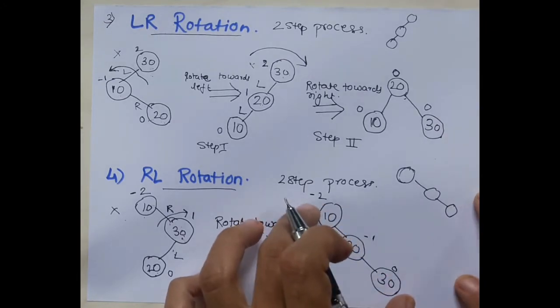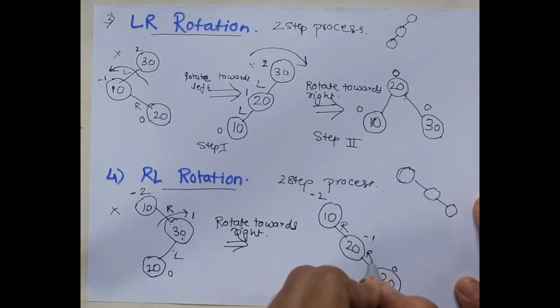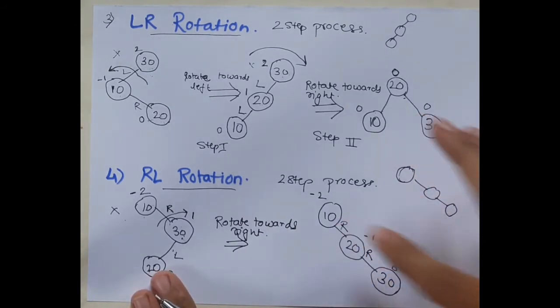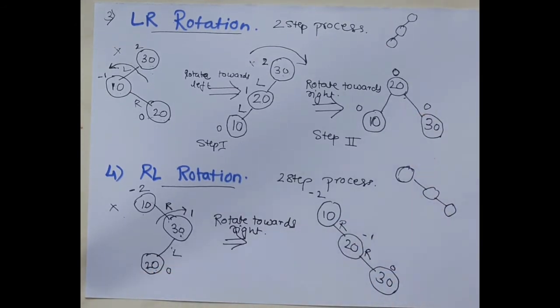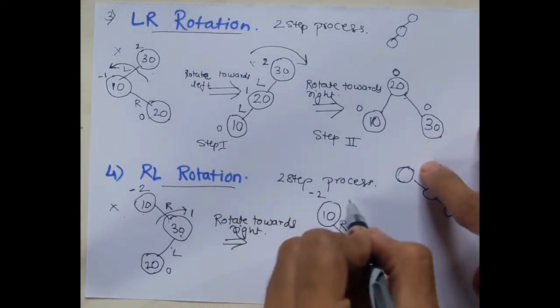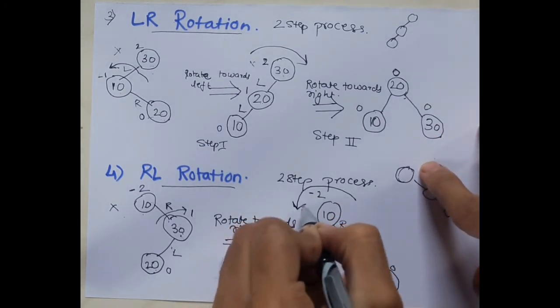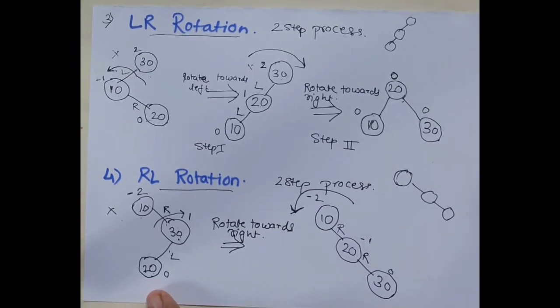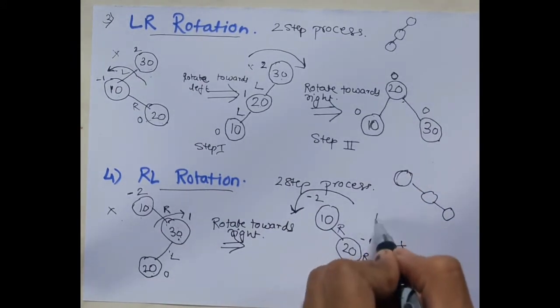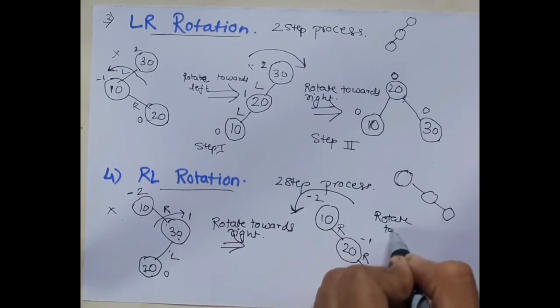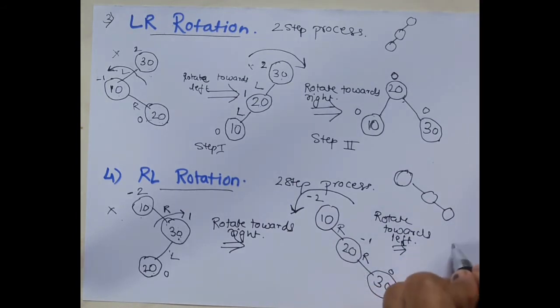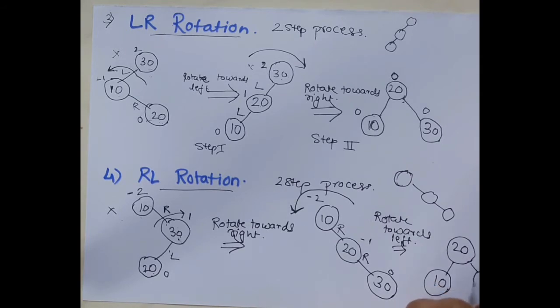So again this tree is not balanced. This is RR type of imbalance. We have already seen RR type of imbalance. So in that case what do we do? We rotate the tree towards left, like this. Rotate towards left. And after that what we'll get? We'll get 20 as the root. Right? 10 will be pulled down. It will become left subtree of 20 and 30 will be to the right of 20.